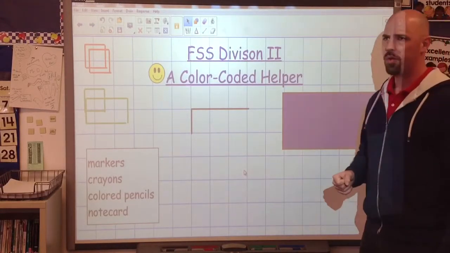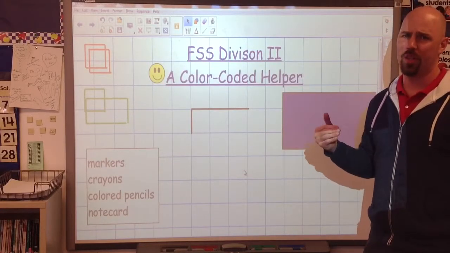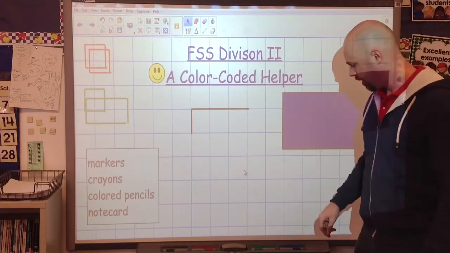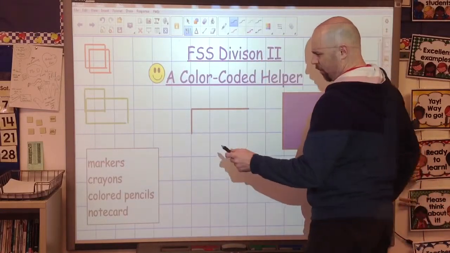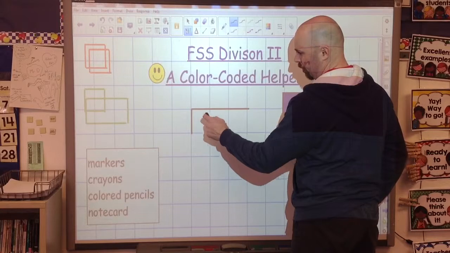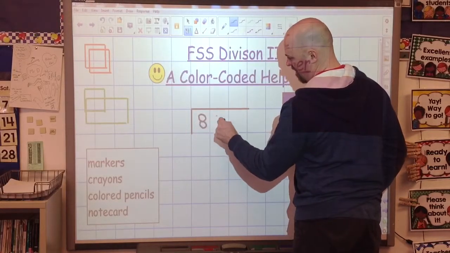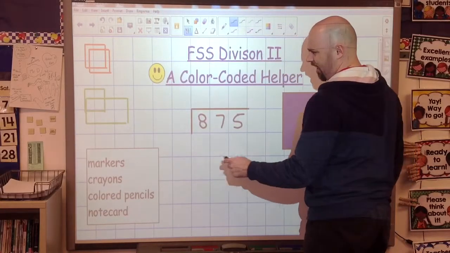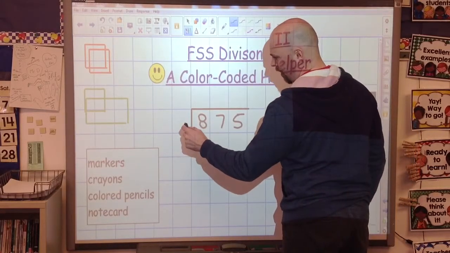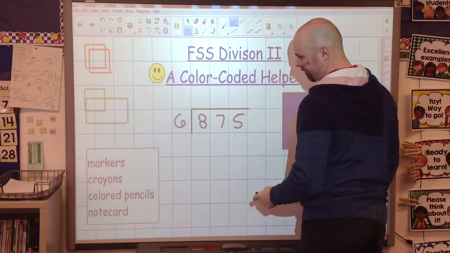In Part 1 we just did a 2-digit dividend and a 1-digit divisor. We're going to take it to a 3-digit dividend for Part 2. So let's start off, let's get a number going here. And once again I'm going to try it with a large number so we have to work every single area. So let's go with 875, and let's divide that by a 6.